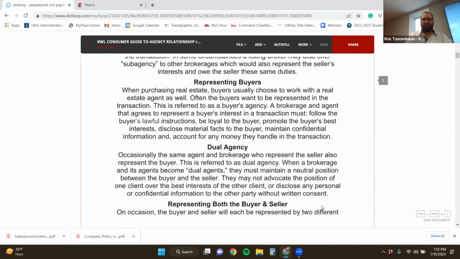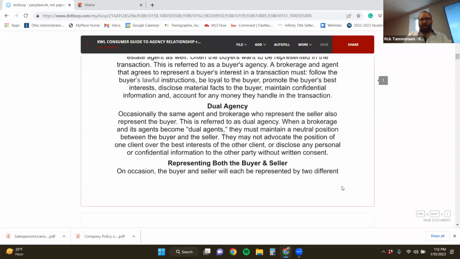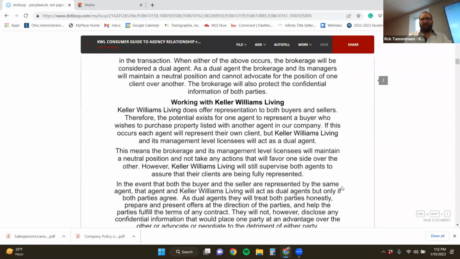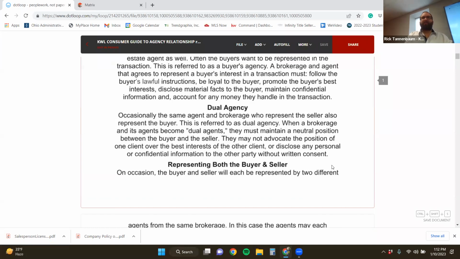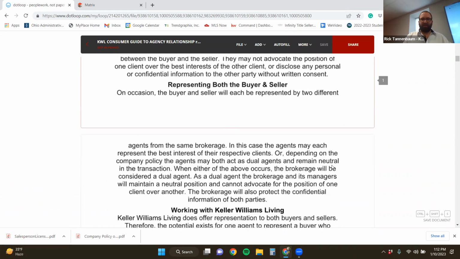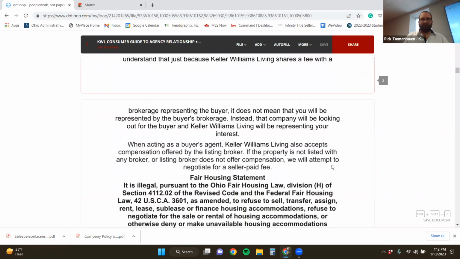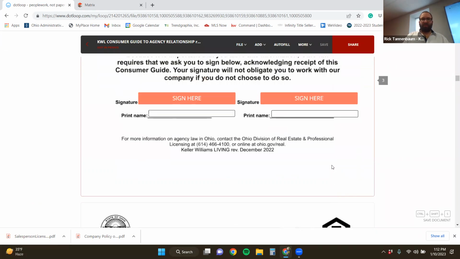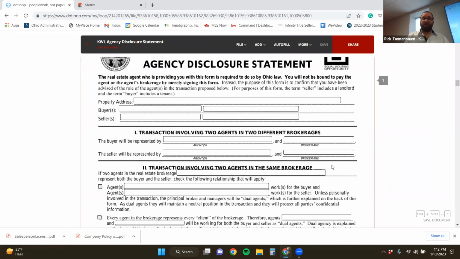And then of course, now we do allow dual agency. And so that explains, if you're representing both parties, what your obligations are to each client. In a nutshell, you need to treat everybody honestly and fairly, but you cannot negotiate in favor of one client over the other. So that's the consumer guide.